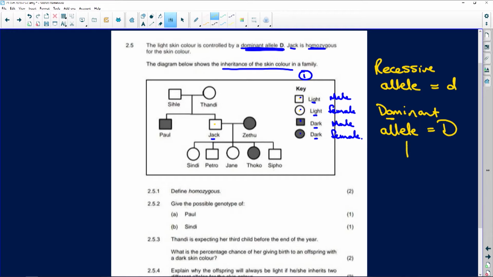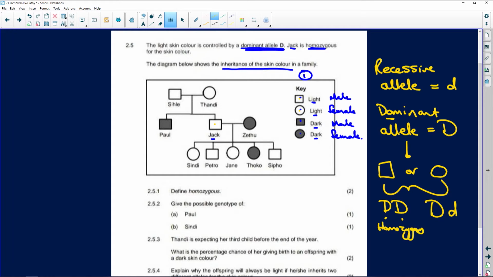So you are now going to see a clear square or a clear circle, and that is going to be represented by either homozygous DD, so both alleles are pure and dominant, or heterozygous Dd. So this is homozygous dominant, and this is going to be heterozygous, so one dominant and one recessive allele.